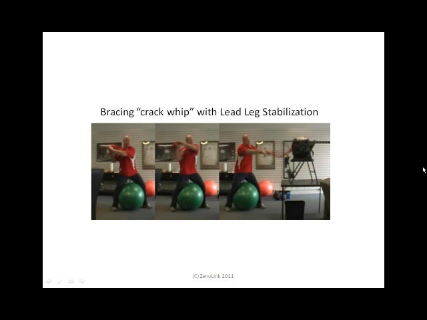So what we do here is, again, a very simple looking exercise. We use the ball again to keep facilitating lead leg stabilization, okay? So we're doing that. We are going to be engaging the same stuff we did in the previous exercise, hence the word progressive skills training. We keep adding to the movement. We're emphasizing core differentiation. But now we are actually cracking a whip.